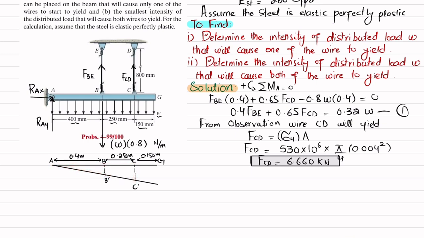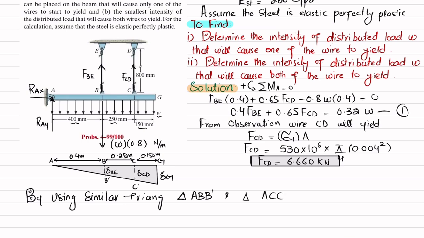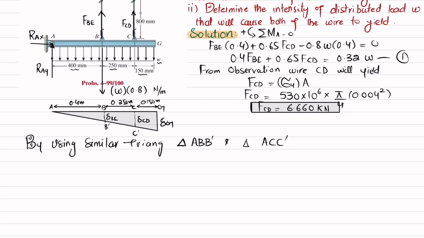One is this one, and another one is this one. So the distance between B and B dash will be delta BE, and from C to C dash it is delta CD. So by using similar triangles, this is the triangle E B B dash and triangle A C C dash. So the ratio of their sides will remain the same.